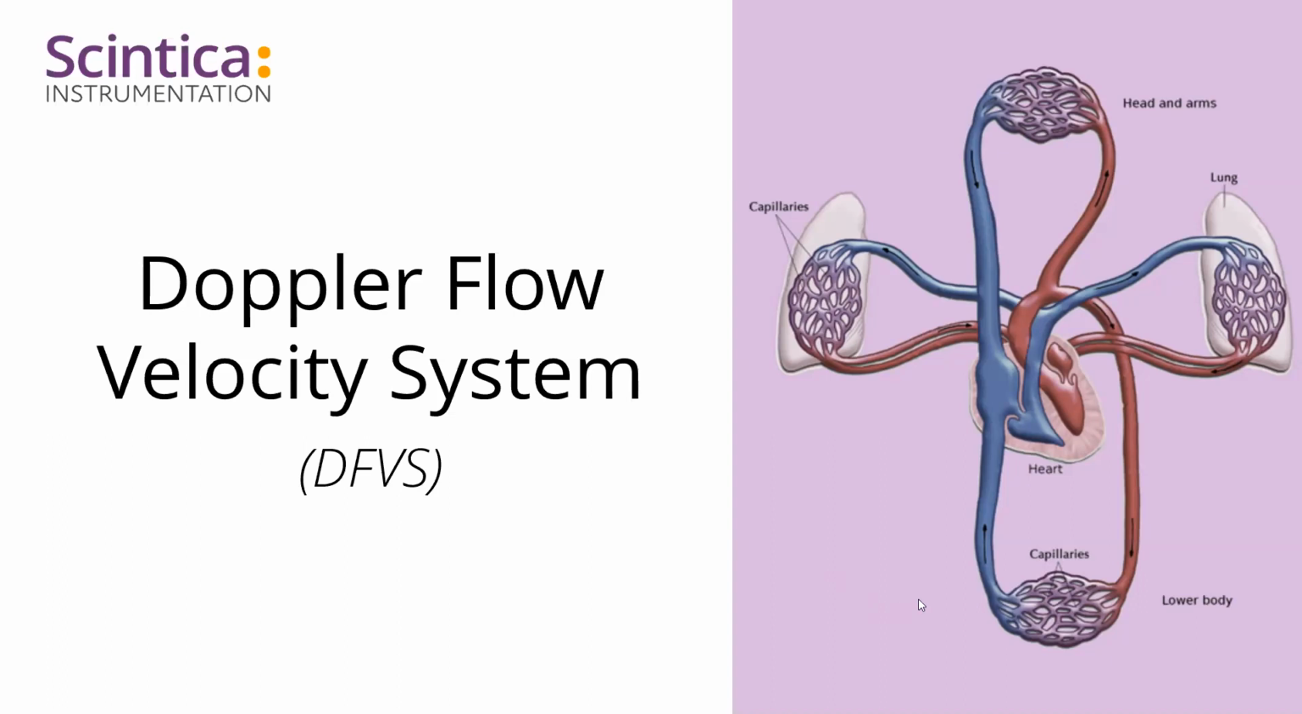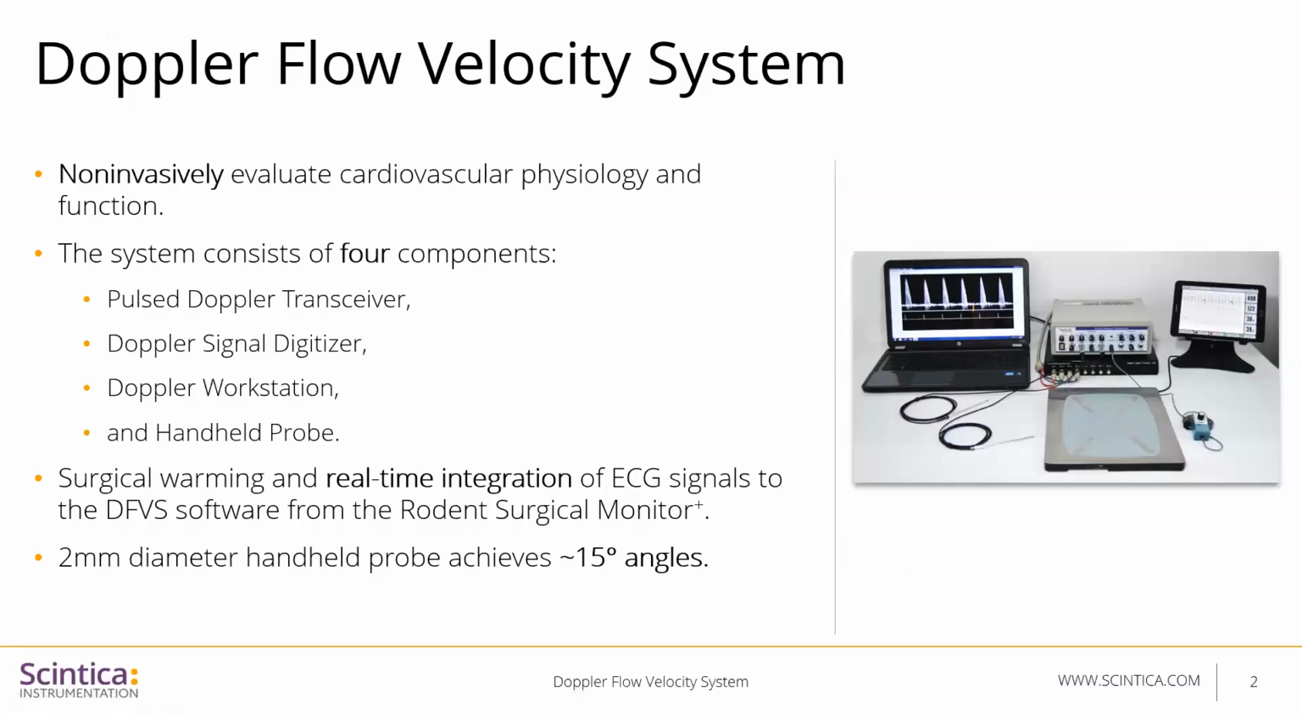To start though, I would like to give a brief few slides on the Doppler Flow Velocity System. So this system that we're going to look at today non-invasively evaluates the cardiovascular function of different animal species. Today we're going to look at mice, but there is an option to use the system on rats and similarly sized animals. The system consists of 4 different components, and we'll see each of those today.